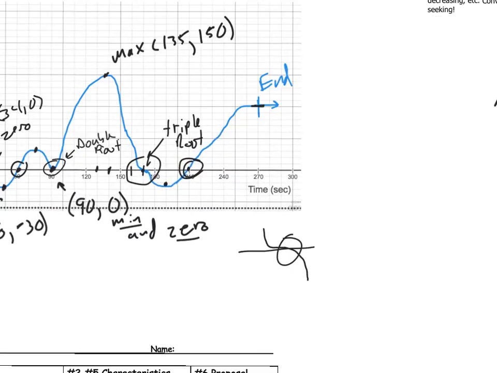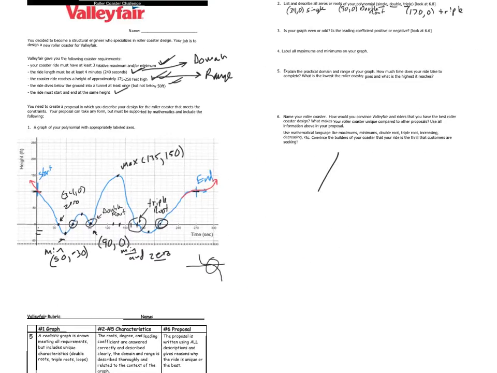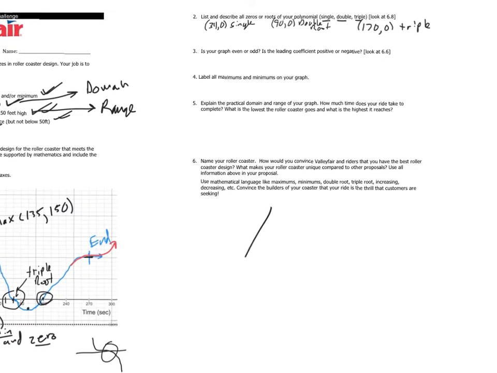Is your graph odd or even? Well, it starts up high. If this was to continue on here, it would kind of go up like this. This one kind of goes up, and it would probably go up. They're both going up, so it would probably be an even degree function. If one of them is going down and one is going up, then it would be an odd degree function. So make sure you talk about that.